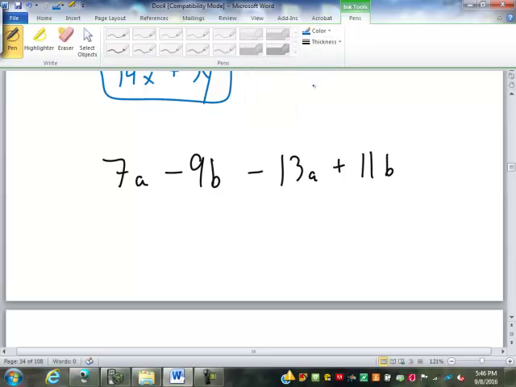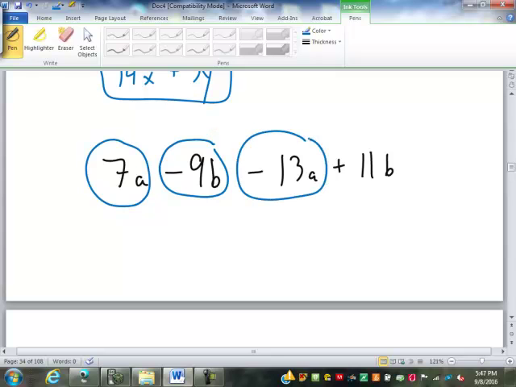So here, 7a minus 9b minus 13a plus 11b. When we're dealing with algebraic numbers, the symbol in front of the number goes with the number that comes after it. So there's no symbol here, so that is a positive 7a. This here, minus 9b, has to be thought of as a negative 9b. This is a negative 13a and a positive 11b.